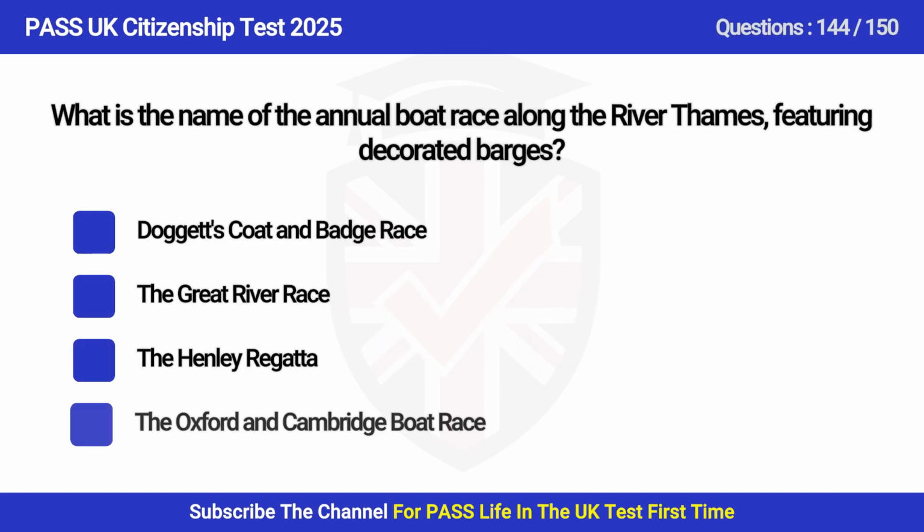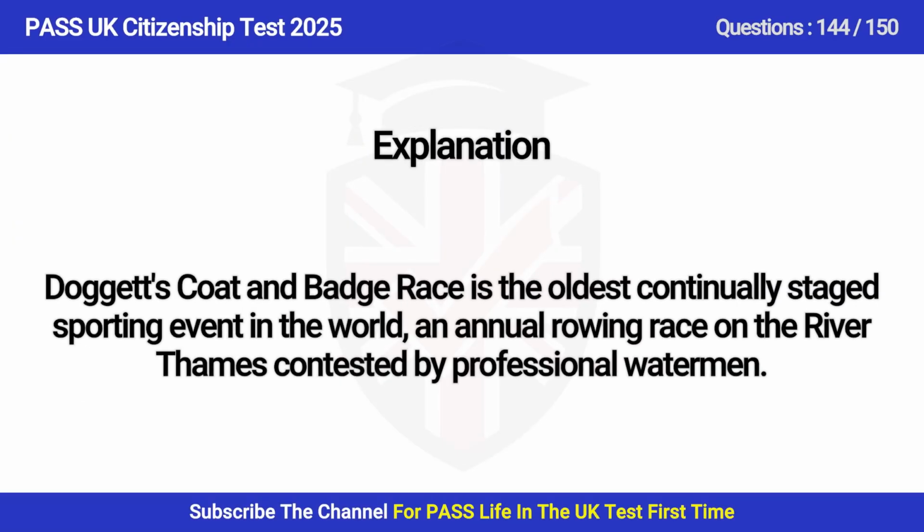Question 144. What is the name of the annual boat race along the River Thames, featuring decorated barges? A. Coat and Badge Race. B. The Great River Race. C. The Henley Regatta. D. The Oxford and Cambridge Boat Race. Answer is A. Coat and Badge Race. Coat and Badge Race is the oldest continually staged sporting event in the world, an annual rowing race on the River Thames contested by professional watermen.